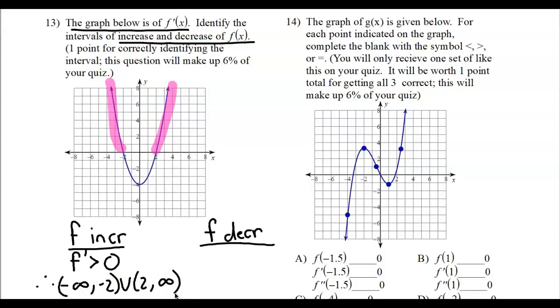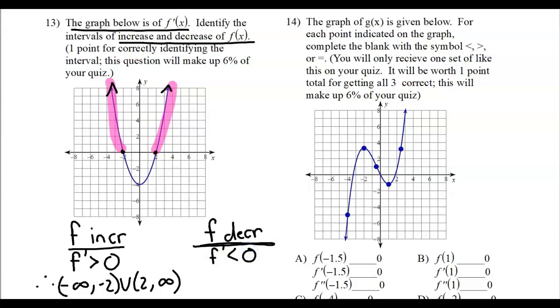Okay? From negative infinity up to negative 2, and then from 2 up to infinity. Right? Now, where is f decreasing? F is decreasing anytime its slope is negative. In other words, when the derivative is less than 0.